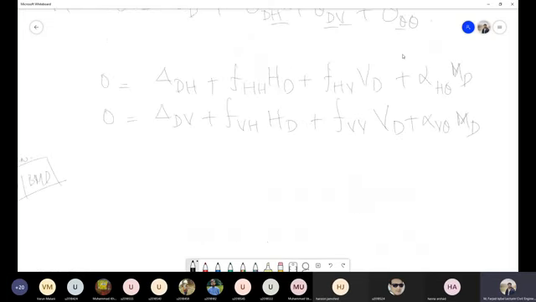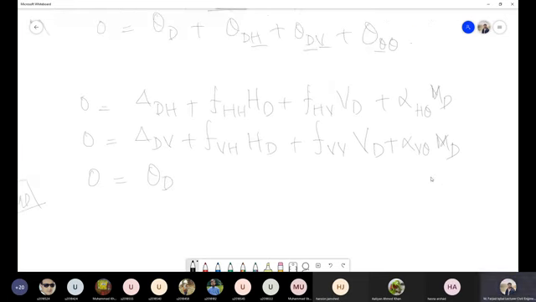And the last one, yeah, we are just concluding, theta D. This one is due to the horizontal load, so that will be alpha DH into HD, plus this one is due to the vertical load, that will be alpha DV into VD, and the last one is due to the rotation or moment, so that will be alpha theta theta into MD. So these are the three compatibility equations.